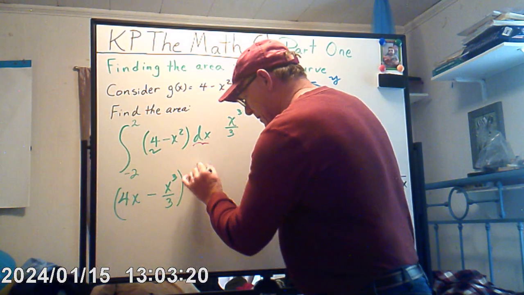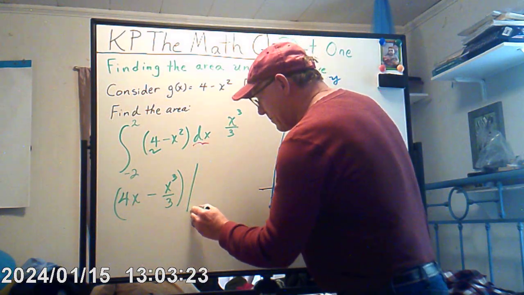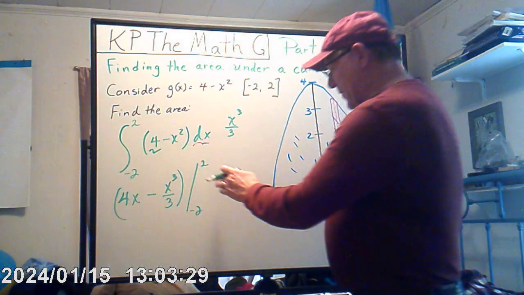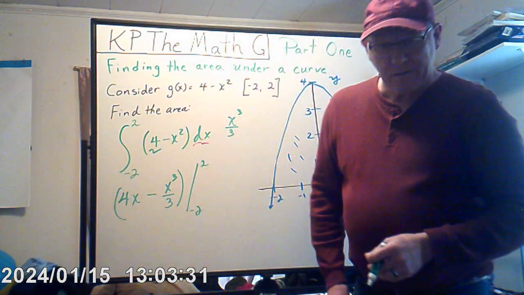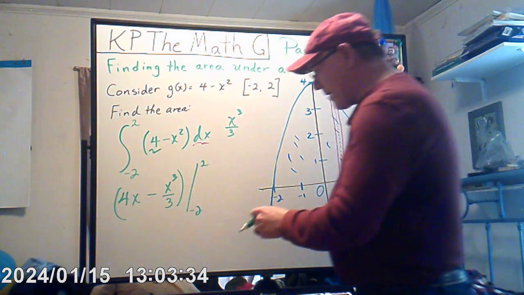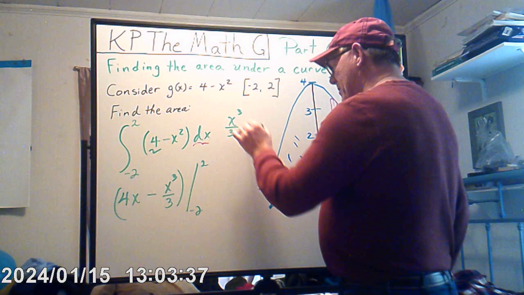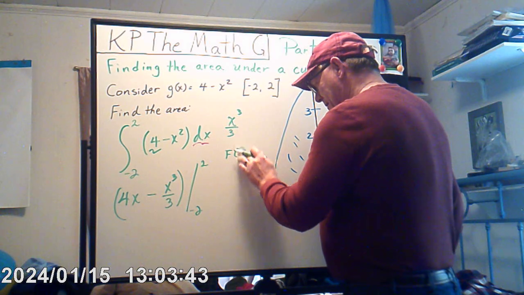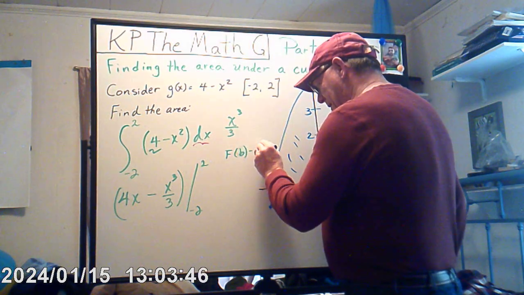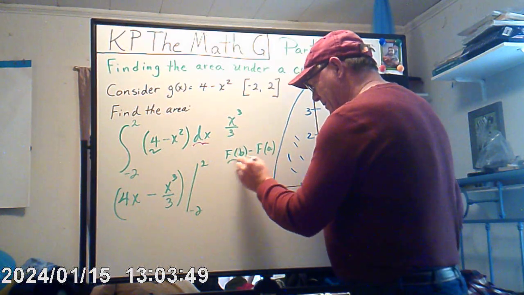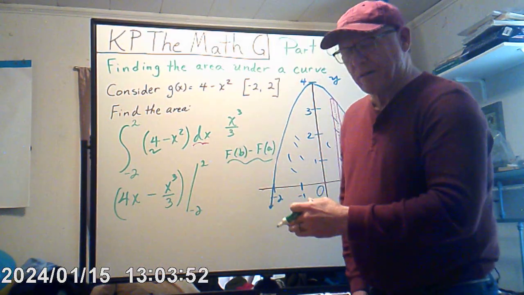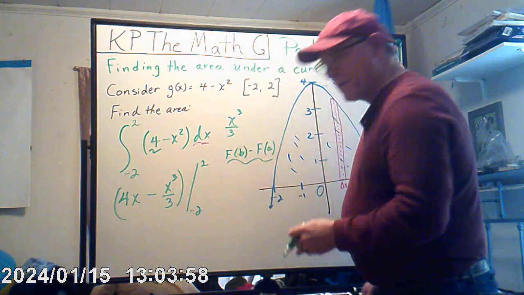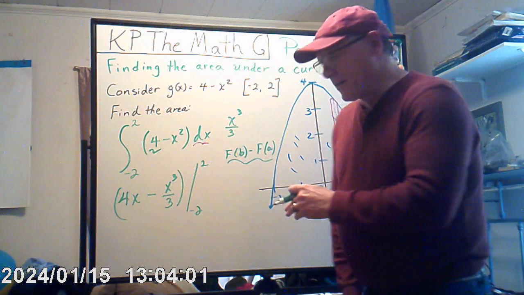Now some people do this from -2 to 2 like that. You start with the upper limit and plug it in first. This is the same as what we talked about before: F of b minus F of a. That's the second fundamental theorem of calculus. Some people call it the first. First or second, whichever you want to take. That's what we're doing here.